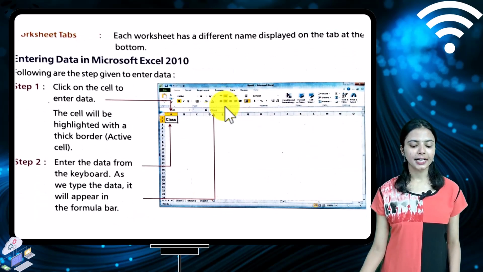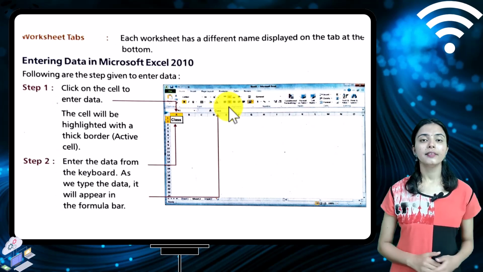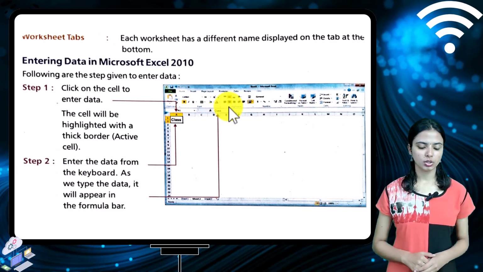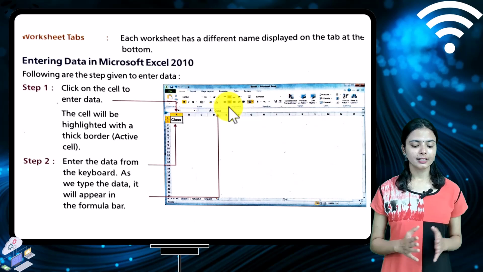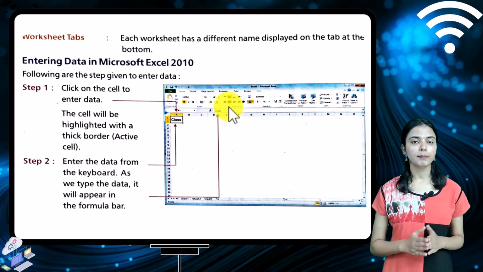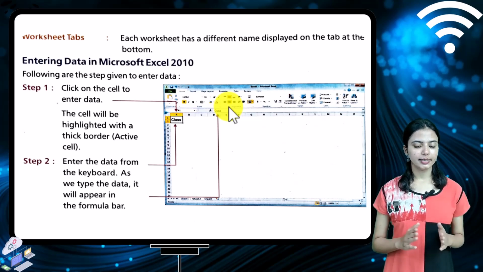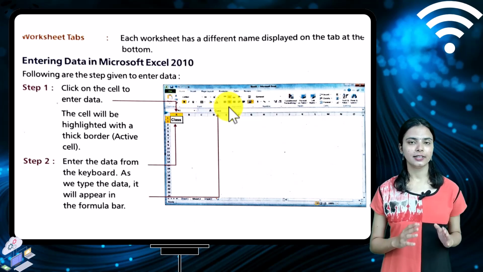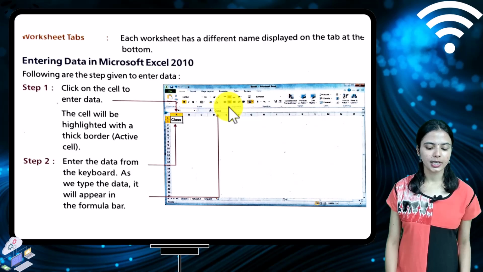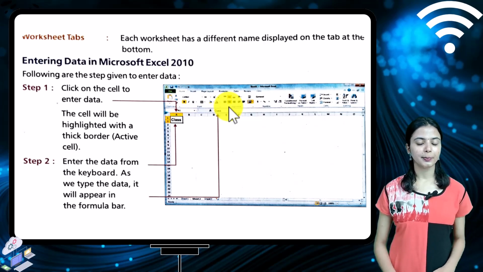Now, entering data in Microsoft Excel 2010. Here we will learn to enter data in Microsoft Excel 2010. Following are the steps given to enter data. Step number 1 is click on the cell to enter data. The cell will be highlighted with a thicker border. That is the active cell. Enter the data from the keyboard. As we type the data, it will appear in the formula bar.